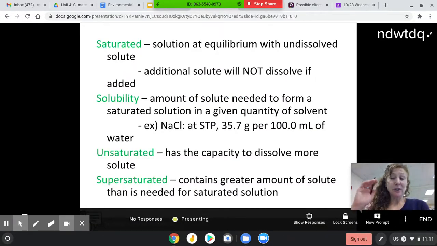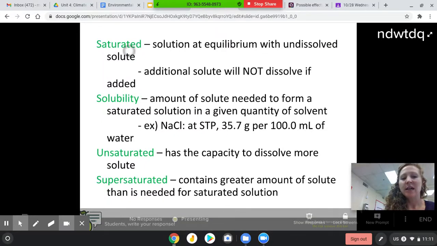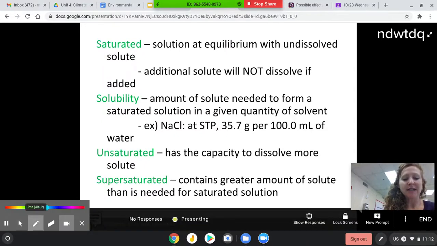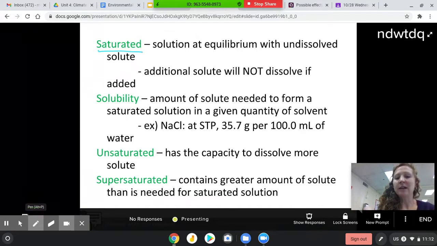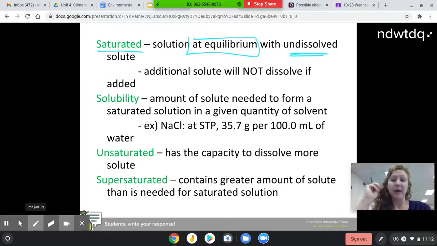Okay, just a couple terms. You probably know these terms from society in general, but we want to go through and just redefine, tweak your definitions to make sure they're fitting the chemical definitions as well. So the first one would be saturated. If you have a solution that is saturated, it means it is at equilibrium, and undissolved solute has to be present.